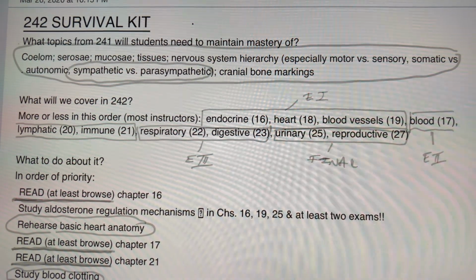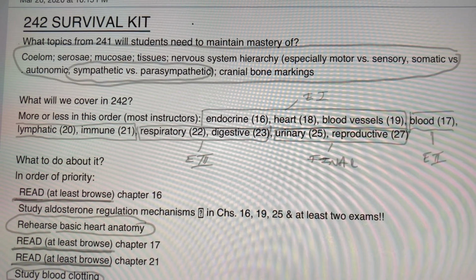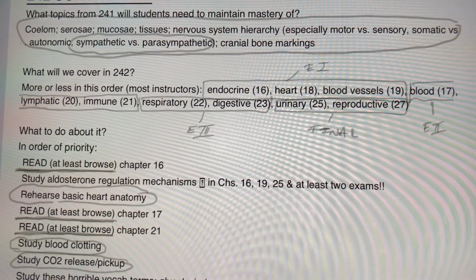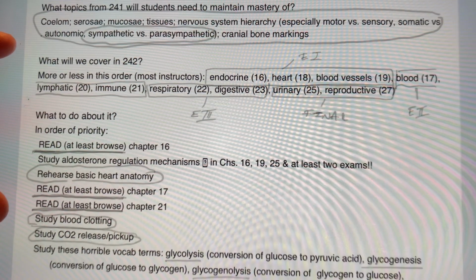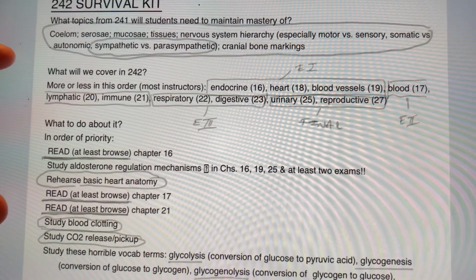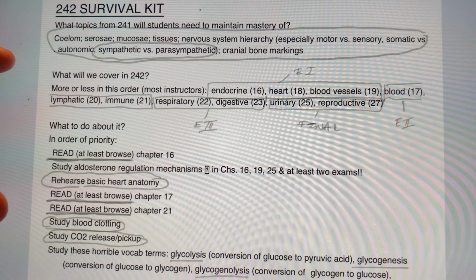This is Tessa. I just wanted to go over the 242 survival kit that's also posted on Canvas, just to kind of give you a better heads up. And we'll go over it little by little.